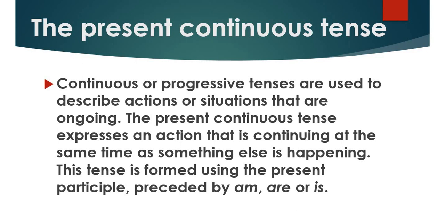Continuous or progressive tenses are used to describe actions or situations that are ongoing. The present continuous tense expresses an action that is continuing at the same time as something else is happening. This tense is formed using the present participle preceded by am, are, or is.